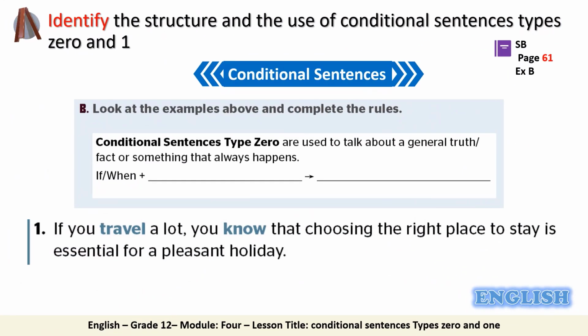Now let's move to activity B. I would like you to pause this video here, examine the conditional sentence below, and complete the rule for making conditional sentences type 0. Excellent. What have you written? Great. So if or when are followed by the present simple tense. Now, what about the main clause? Exactly. Also, the present simple is used in the main clause.